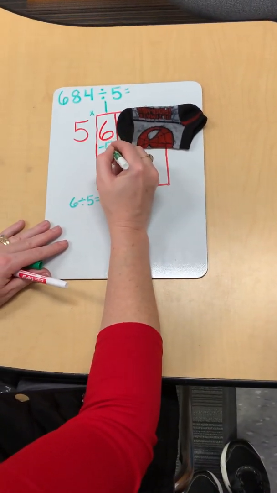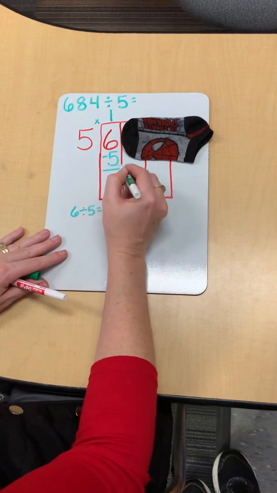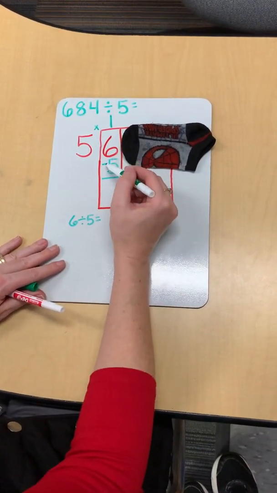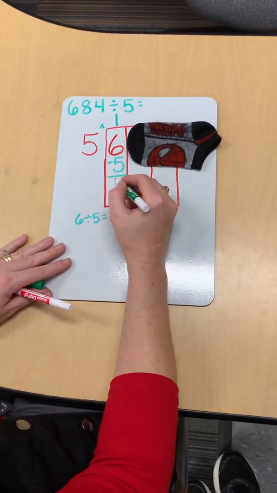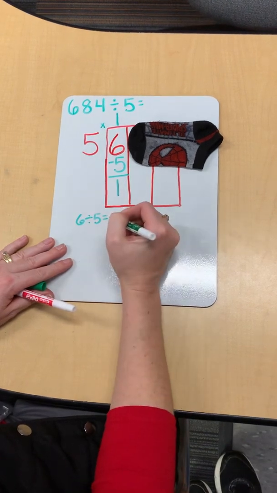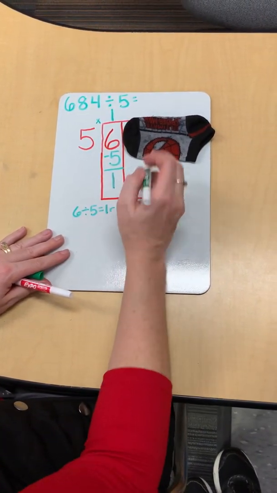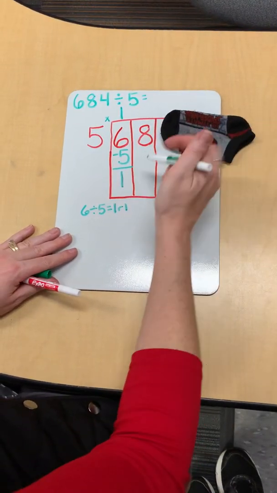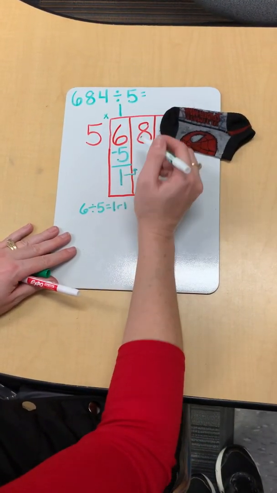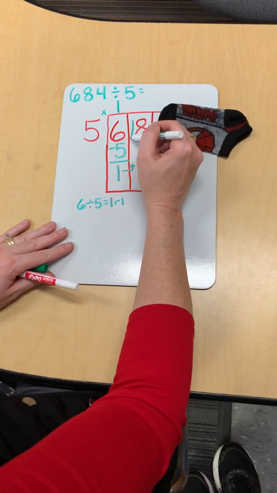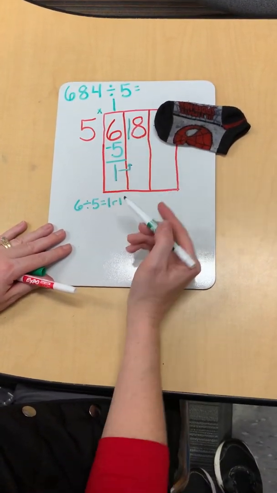We're going to subtract that from our 600s. So when I do 6 minus 5, I'm left with 1, which is what I would be left with down here. It would be 1 remainder 1. We're going to take this 1 and we're going to move it up with the 8 tens. So instead of just 8 tens, now I have 18 tens.